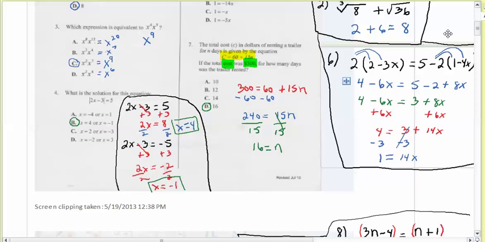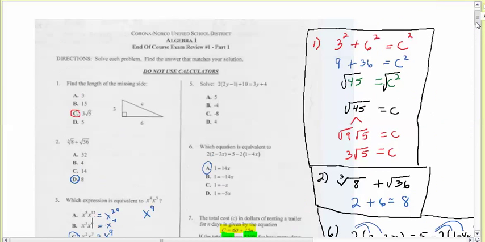Okay, number 5. It looks like I didn't do number 5. So number 5 I need to do. Well, let's go ahead and do it together. We're going to multiply. So we got 4x minus 2 plus 10 is equal to 3y plus 4. So I got 4, I guess that's a y and not an x. 4y plus 8 is equal to 3y plus 4.